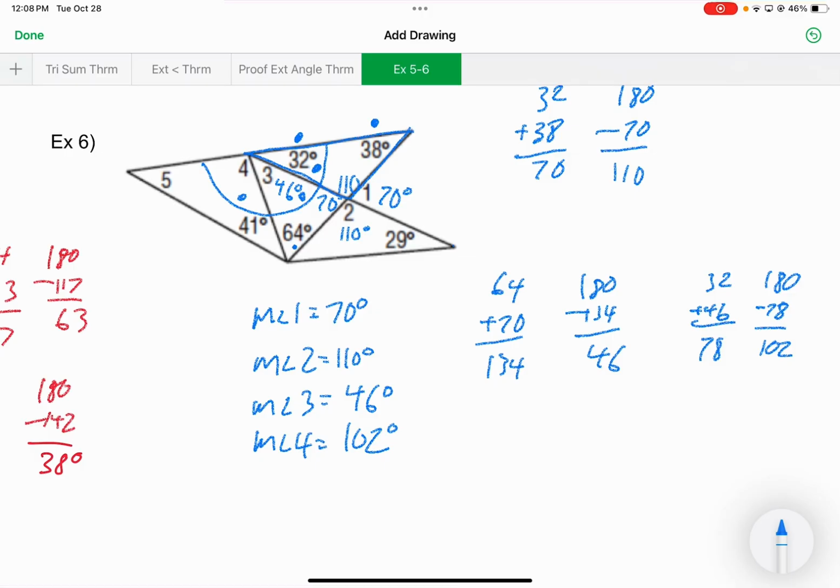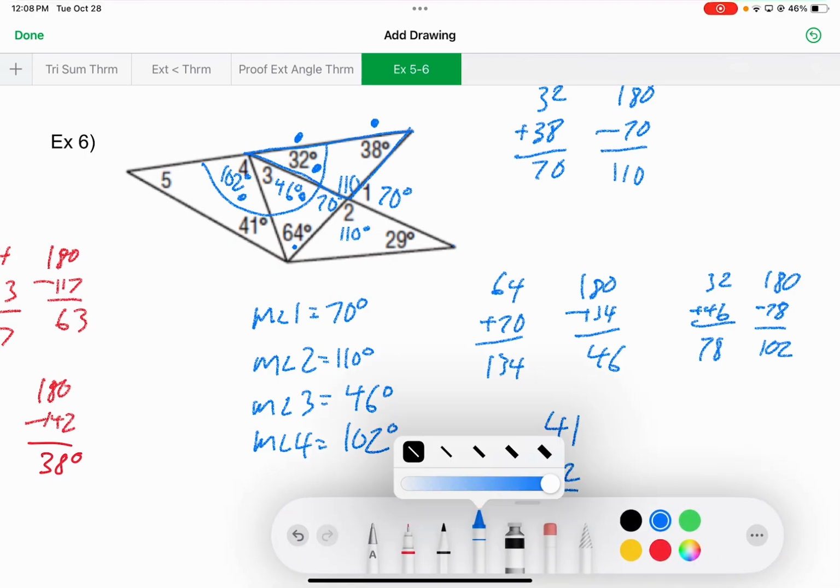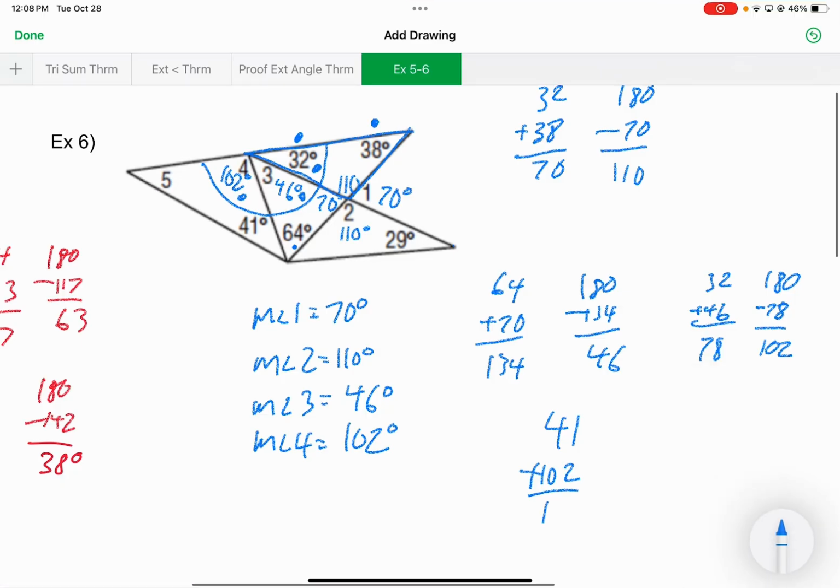Okay. So that's 102. And then can't we find angle 5 after that pretty easily? 41 plus 102 equals 143. 180 minus 143 equals 37. So then measure of angle 5 is 37 degrees. Bravo.